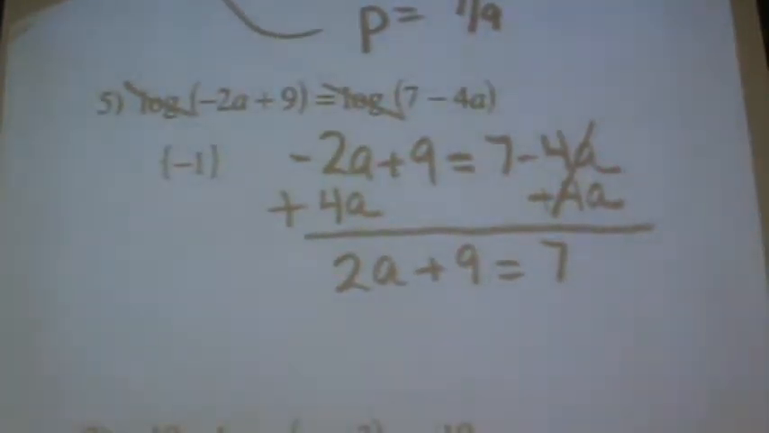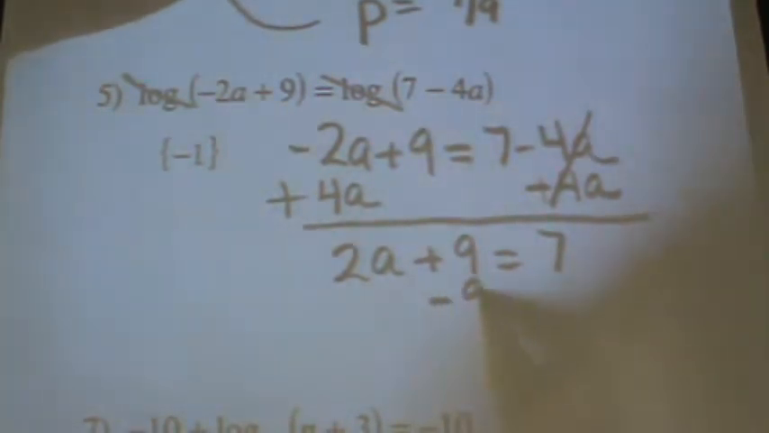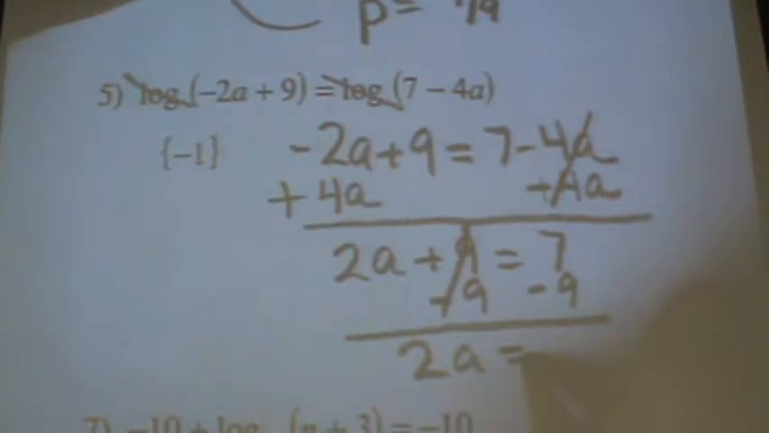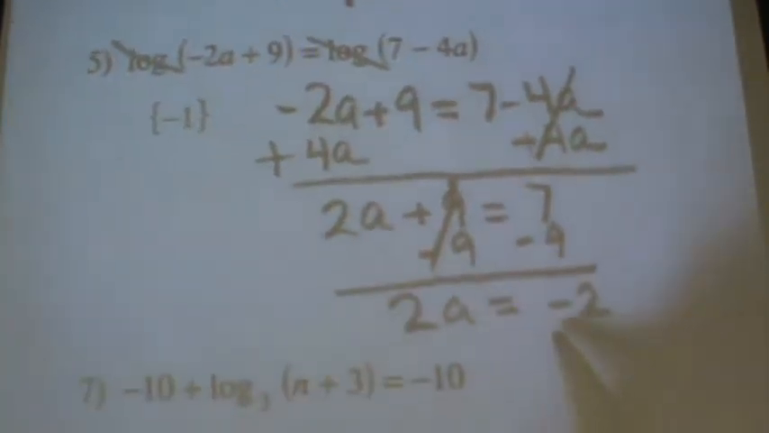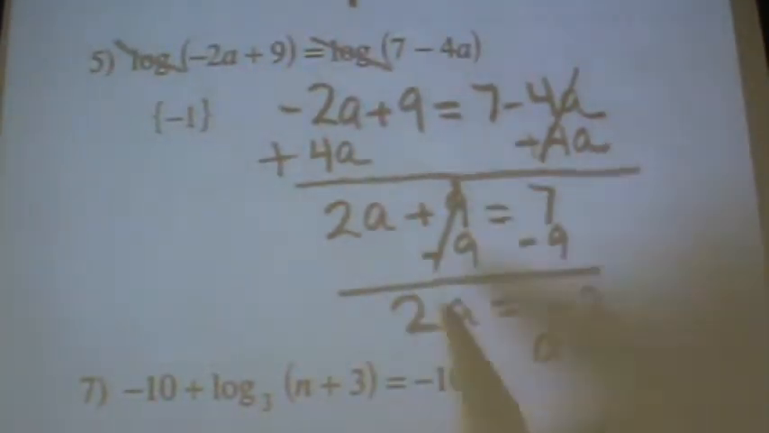Would you subtract 9? Subtract 9. So you get 2a equals what? Negative 2. I'm sorry. And then what's a? Negative 1. Yep.